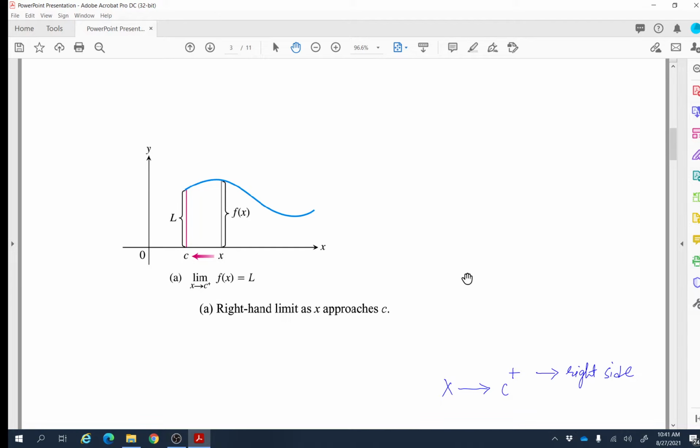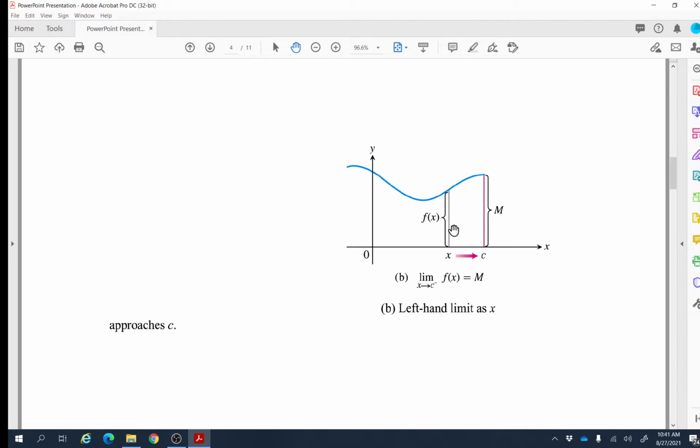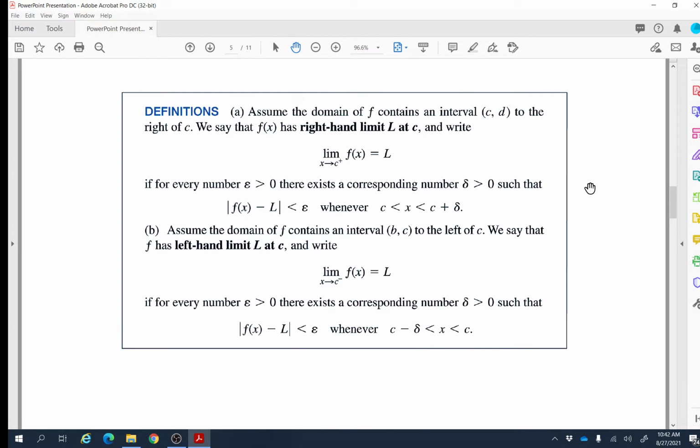So that is called the right-hand limit of the function f of x when x approaches c from the right side. Look at another example here. Here x is approaching c from the left side. So instead of saying the left side, we just write x is approaching c minus. This minus means from the left side. Okay, so left-hand limit as x approaches c. I should write down this here. Left-hand limit as x approaches c. Okay, so these are two examples.